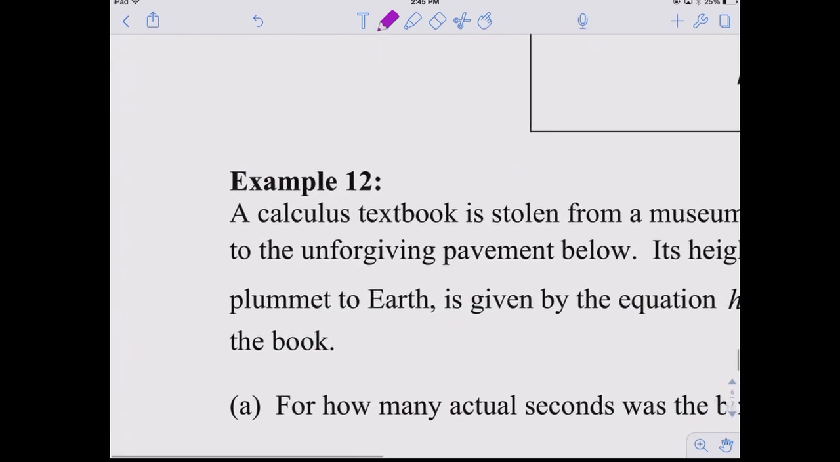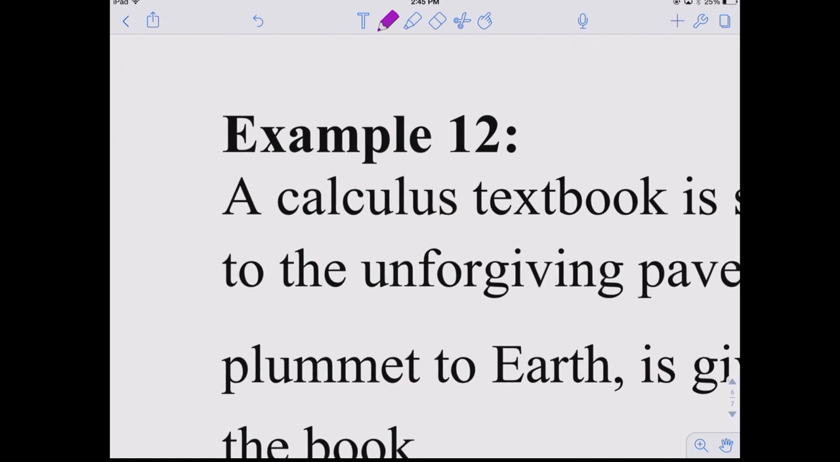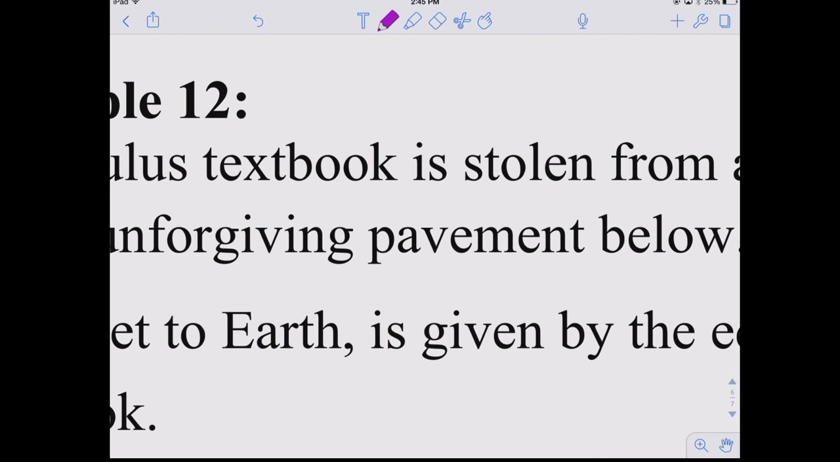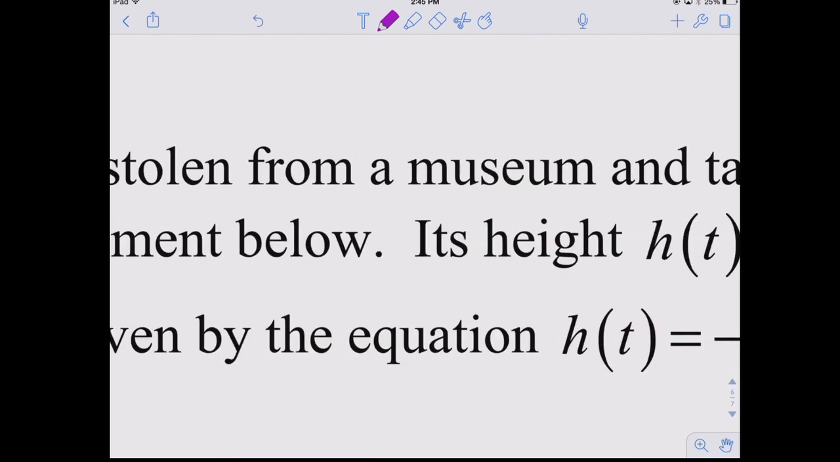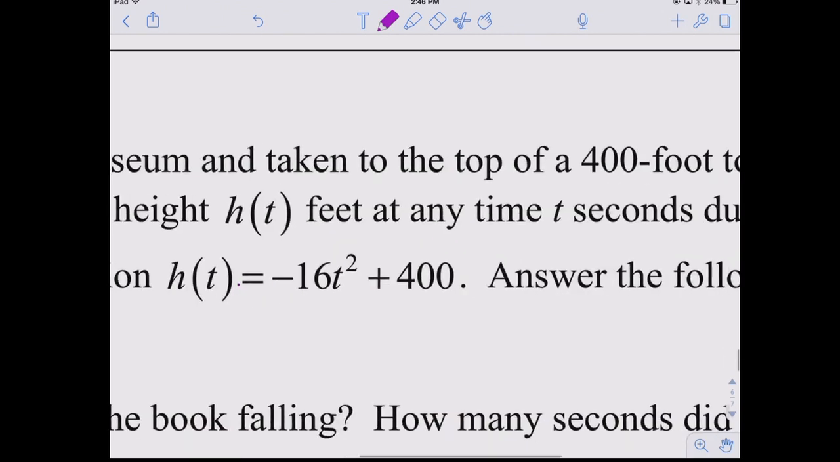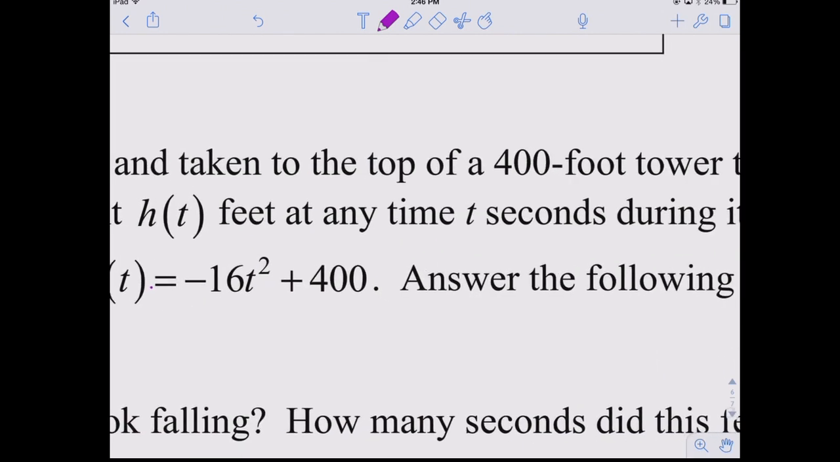Let's look at an example that was ripped from the headlines, okay? A calculus textbook is stolen. Dun, dun, dun. Where from? Not from the book room, from a museum. That's about where you have to go nowadays to find one. And you think that the thieves took it home so they can brush up on their derivatives? Because you know what else they did? They stole a 400-foot tower as well. Now, where do you get those? Museums. It's a tower museum.